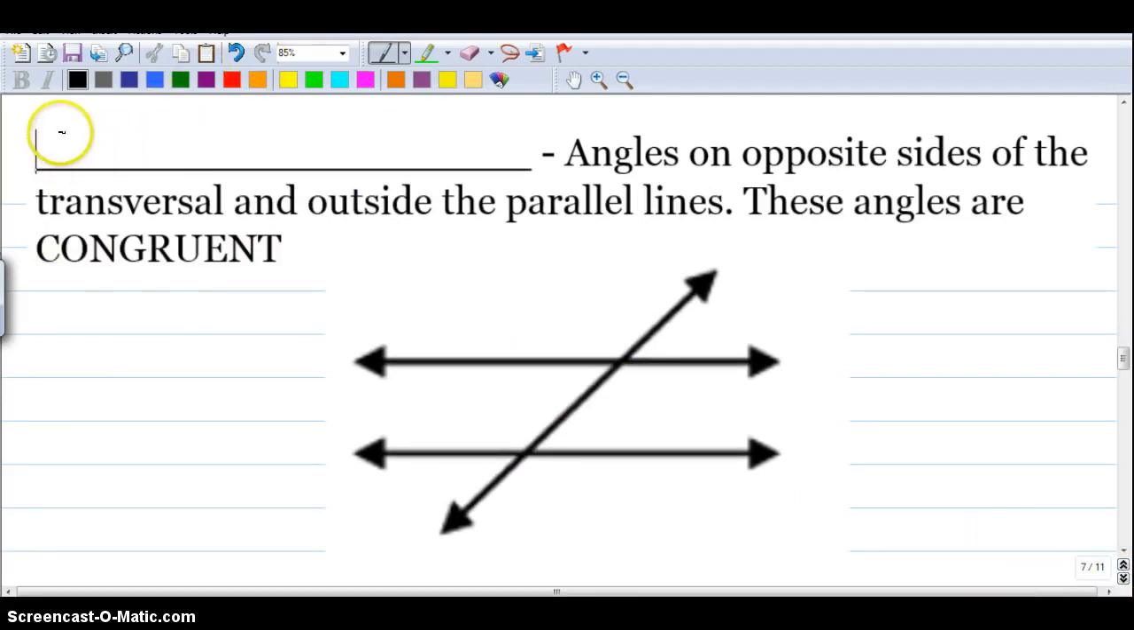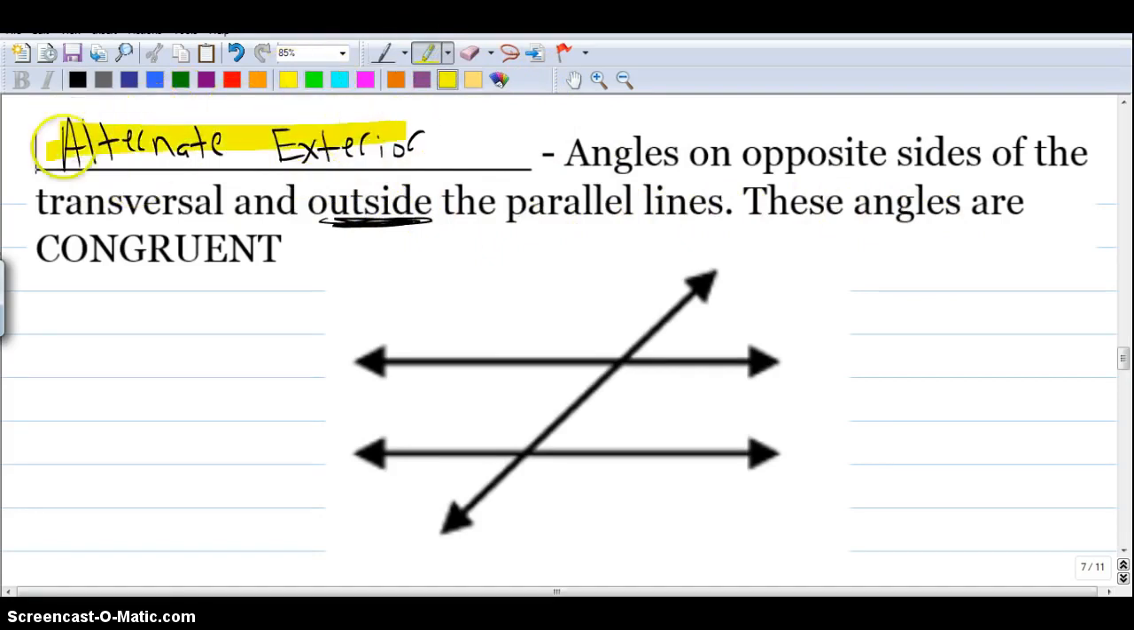The next one is going to be alternate exterior angles. And these are exactly the same as the previous one, alternate interior, except these are on the outside. Angles on the opposite sides of the transversal, and they are outside, because they're exterior of the parallel lines. These angles are congruent. So alternate exterior are congruent.